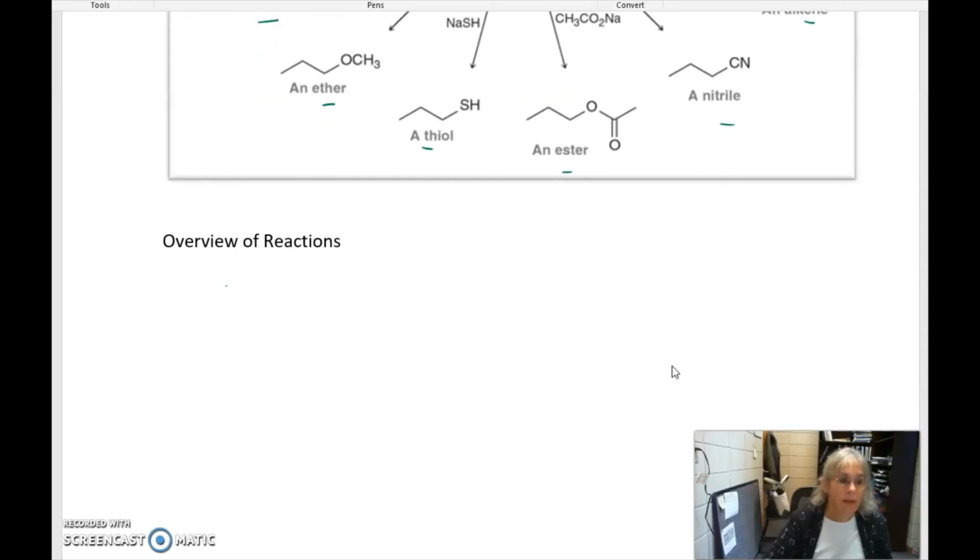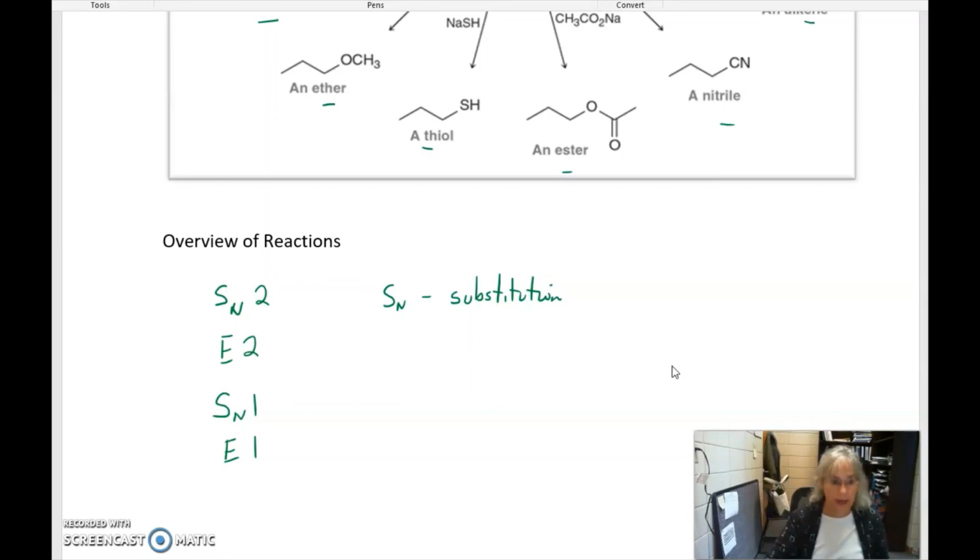We're going to be talking about SN2 reactions and E2 reactions. We'll have SN1 reactions and E1 reactions. Let's decode this a little bit. The SN means that it's going to be a substitution. Actually, a nucleophilic substitution. That's why we have the N. So both of these are substitution reactions. The E is elimination.